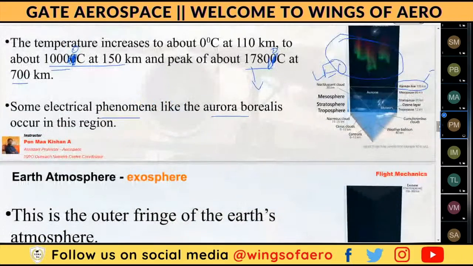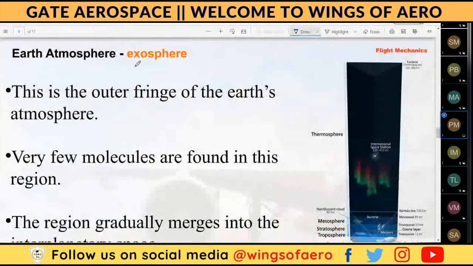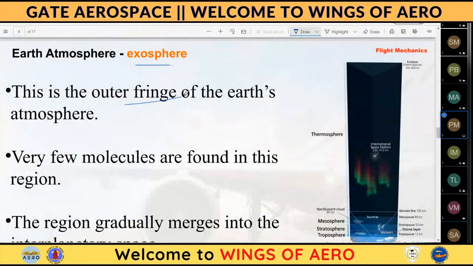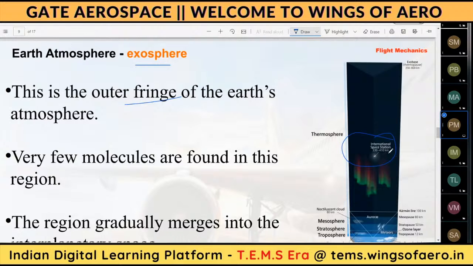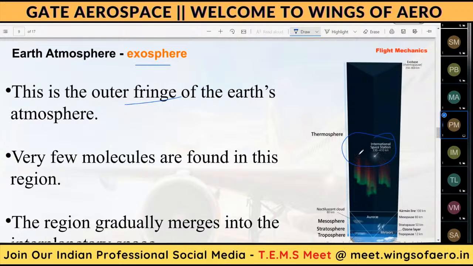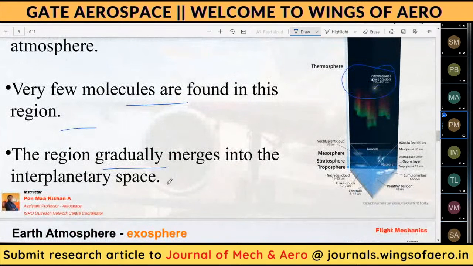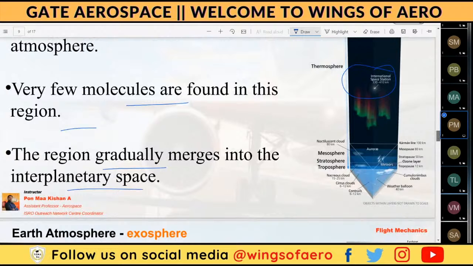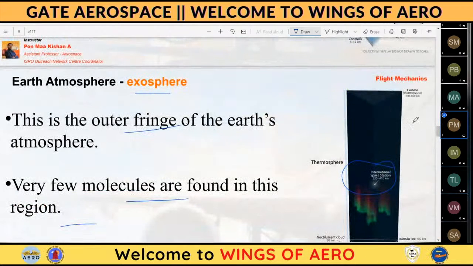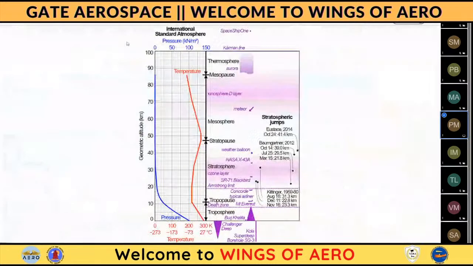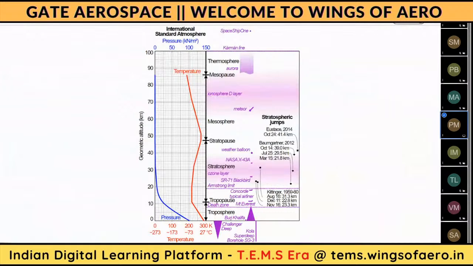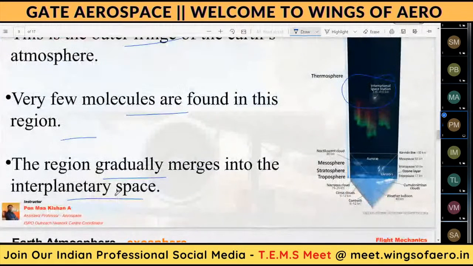After the thermosphere region, we have the exosphere. This is the outer fringe of air. Around 400 kilometers, in the thermosphere region, the International Space Station will be there. Very few molecules are found in the exosphere, and it gradually merges with interplanetary space. After the thermosphere region, past the thermopause, that will be called the exosphere.